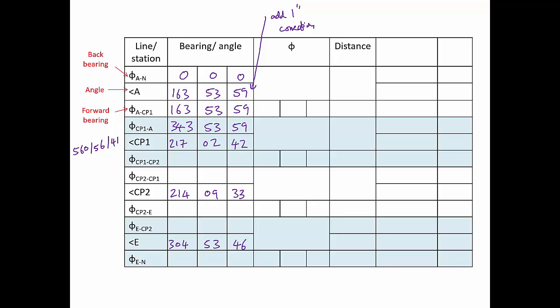56'41". Now I'm writing it in the corner just because I don't want to write anything that is either less than 0 or more than 360 in this booking sheet. Therefore, I need to subtract 360 degrees from this value, and I get 256°41'.